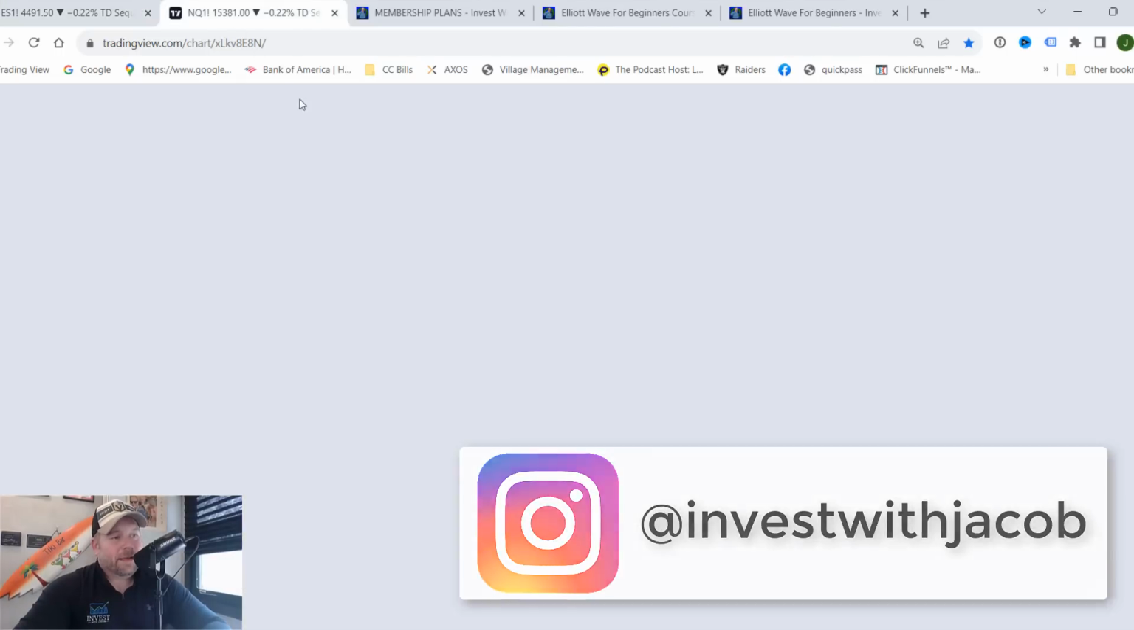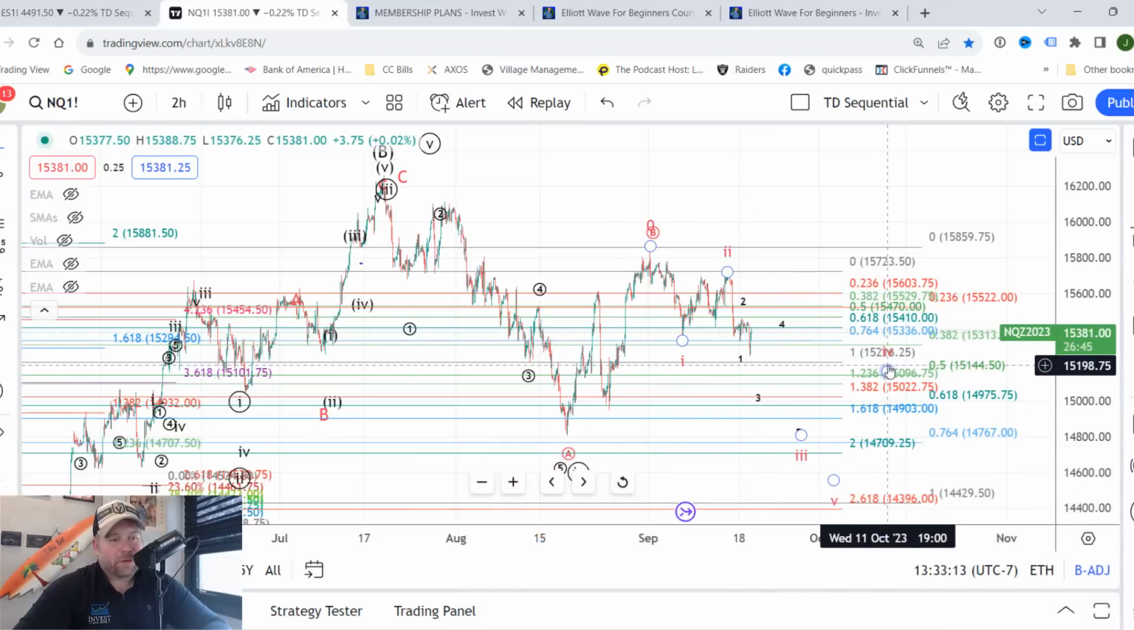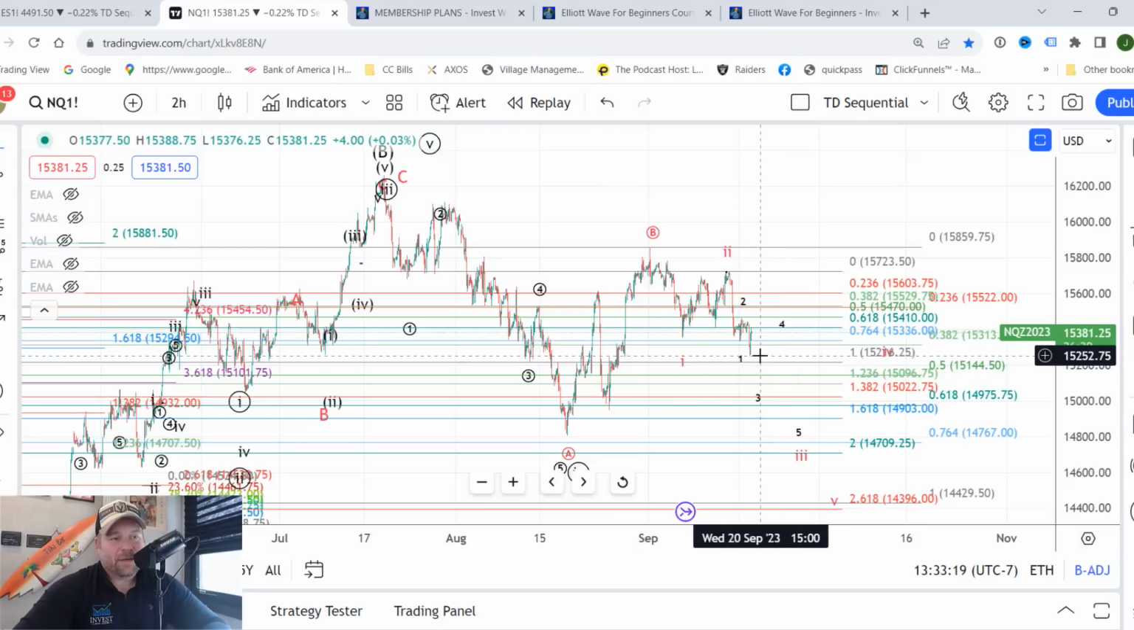Over on the NASDAQ, same type of setup, looking for them to push down in the 15.216 area. Once we see that level, that will be a key area to watch to see if we get a strong bounce where the bulls take back control or a breakthrough where the bears are pushing down even further.